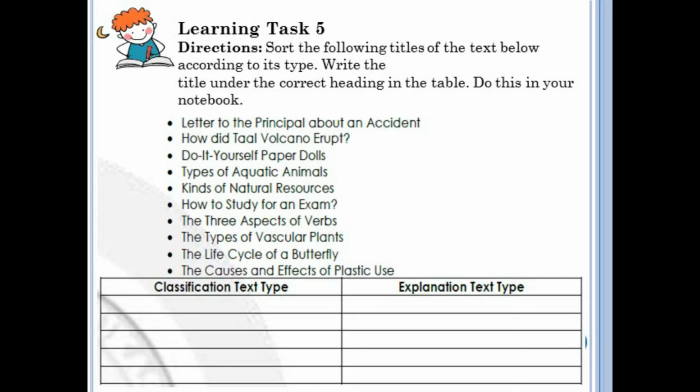So let's give a bonus. For classification text type, we have types of aquatic animals. For explanation text type, we have how did the volcano erupt? Okay, answer the rest of the activity.